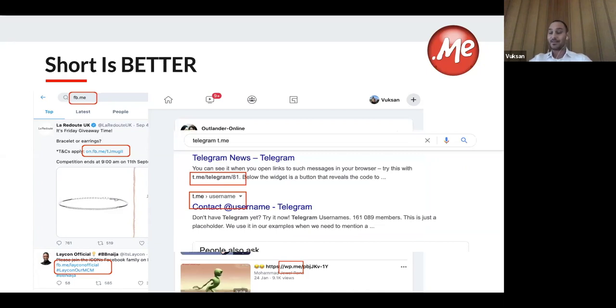Then there's Telegram as well, a very well-known messaging app. They use t.me. Again, the username comes after it. But it doesn't always have to be a shortener. I mean, there are other uses for short domain names.